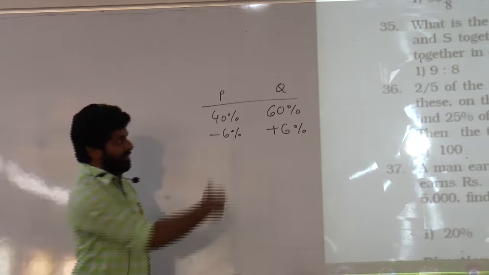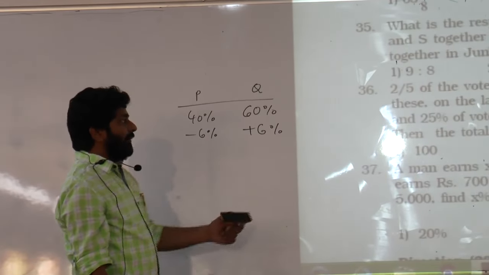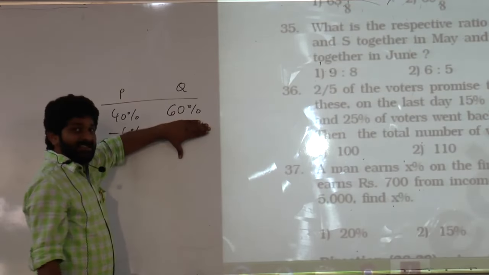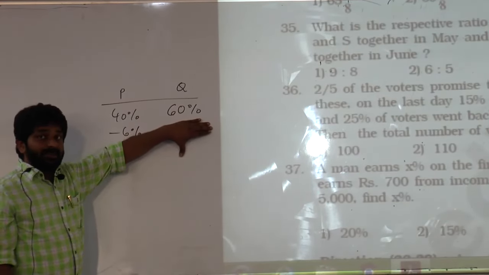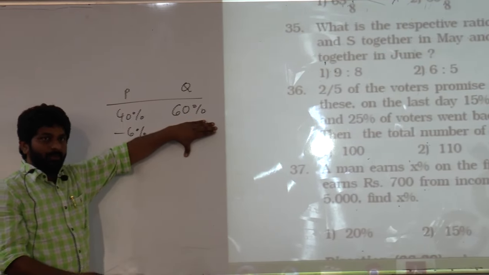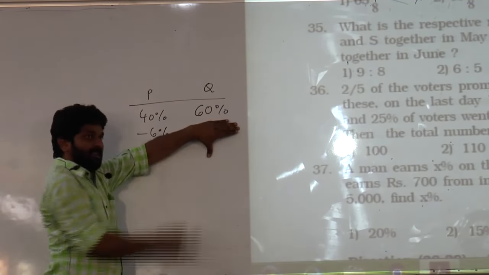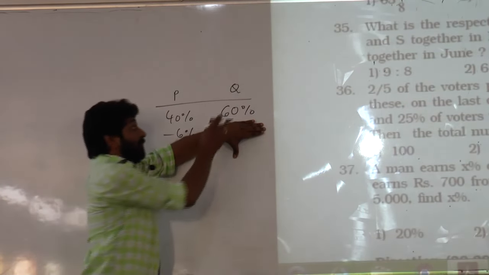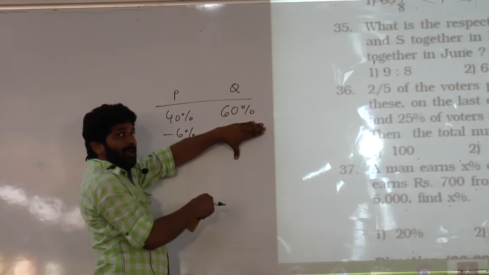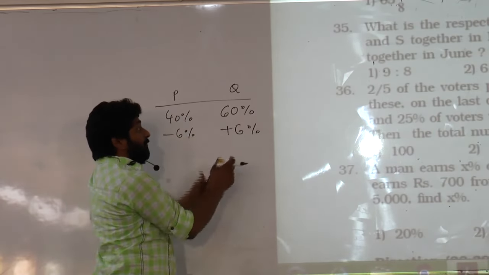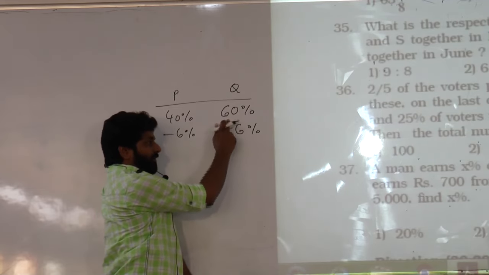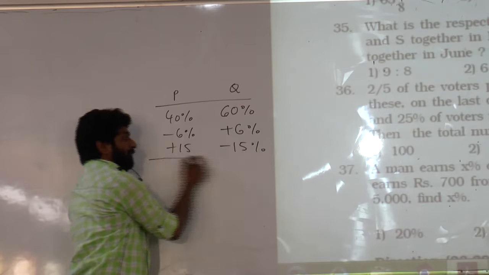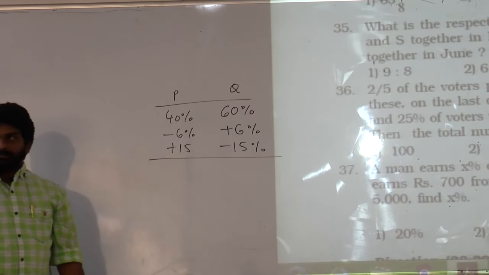Next, on the other hand, 25% of the voters went back on their promise to vote for Q. Q should get 60%. 60% of the voters have promised to vote for Q. But on that day, 25% of this number, what is it? 15. So 25% of this number went back on their promise. So 25% of 60 is 15. So they are not going to vote for Q, but they are going to vote for P. Right. This is what they get.